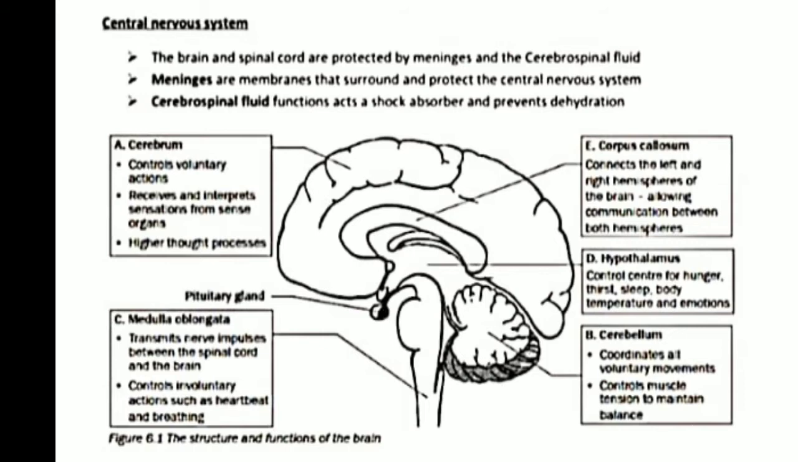Okay, and then we move on to the second part of the brain, which is the cerebellum. The cerebellum coordinates all voluntary movement. Each time you are moving, it is coordinated by the cerebellum. Secondly, the cerebellum controls muscle tension and maintains balance.